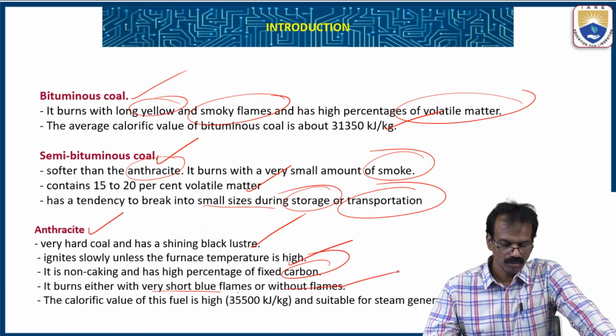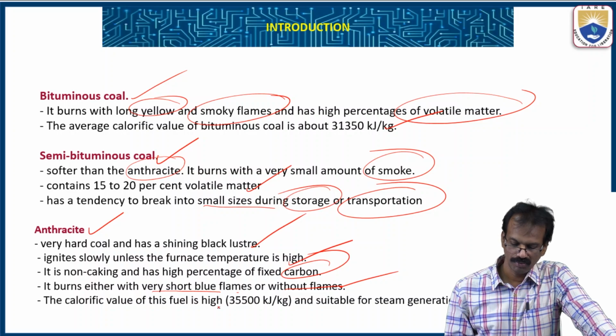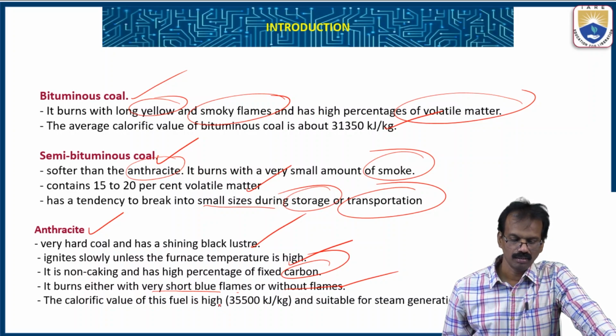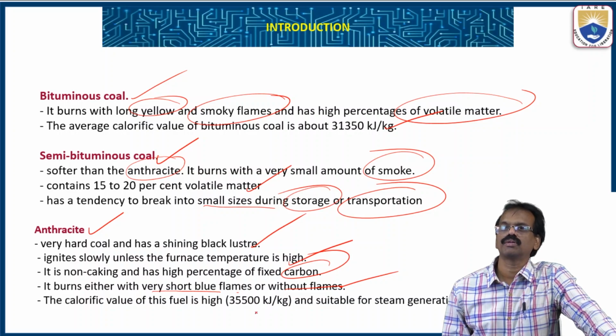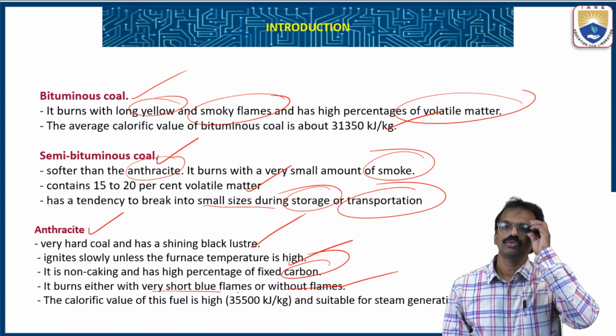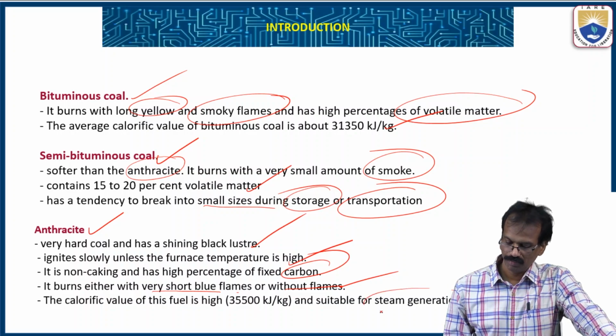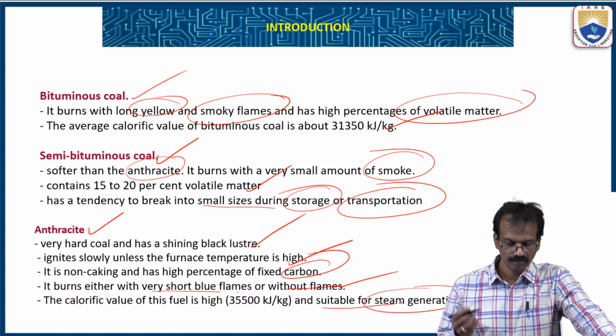The calorific value of this fuel is very high compared to bituminous coal, 35,500 kilojoule per kg. So it is suitable for steam generation. It is very important, anthracite.